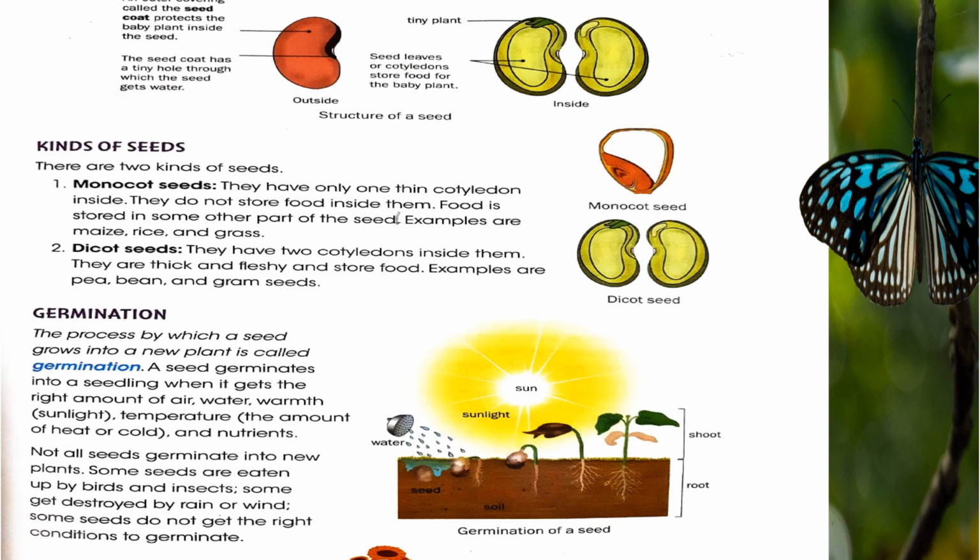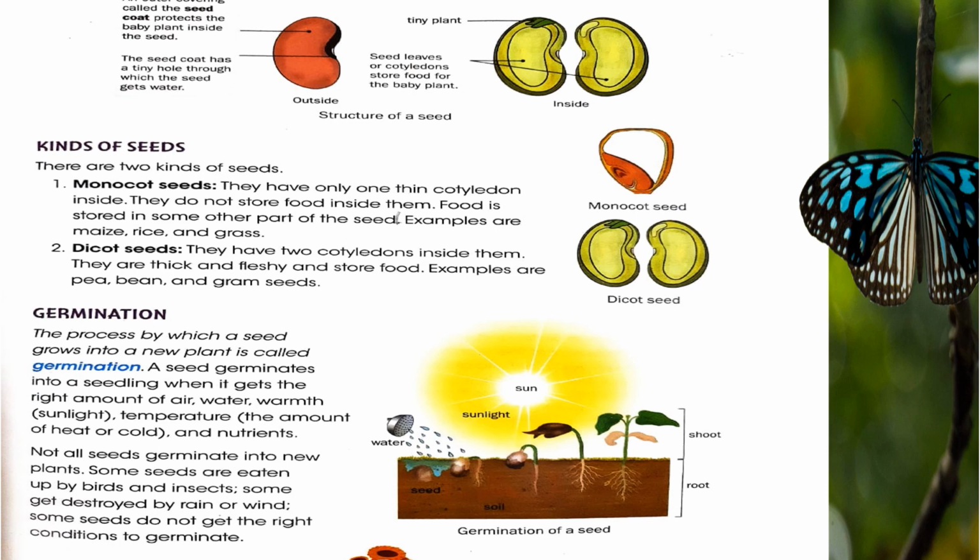Second, dicot seeds. They have two cotyledons inside them. They are thick and fleshy and store food. For example, pea, bean, and gram seeds. The images show a monocot seed and a dicot seed.